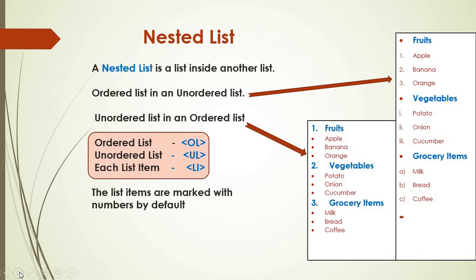An ordered list starts with the OL tag, whereas an unordered list starts with the UL tag. Each list item starts with the LI tag. The list items are marked with numbers by default. Now let's watch a video to see how to create a nested list using OL tag, UL tag, and LI tag in an HTML document.